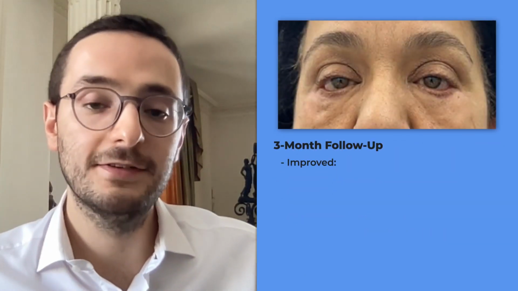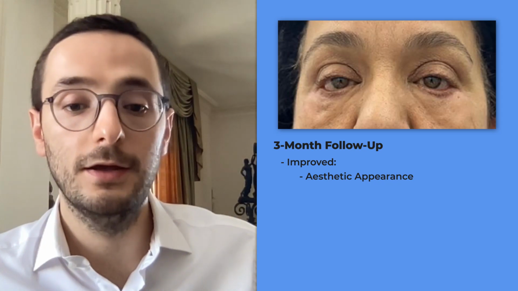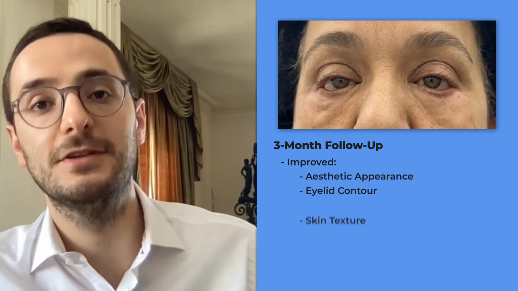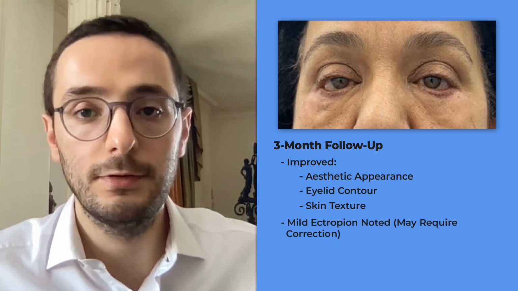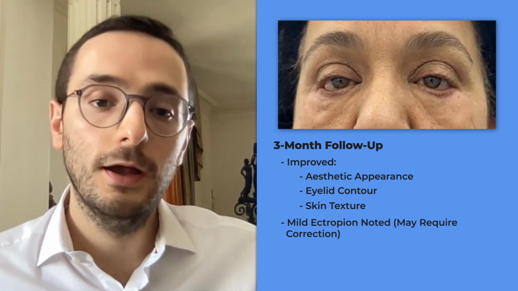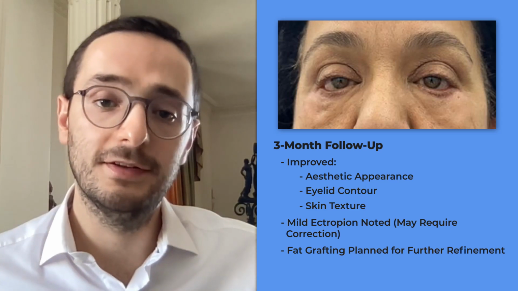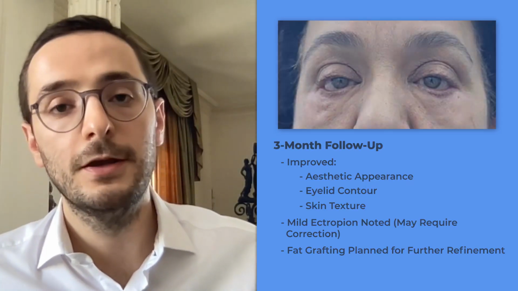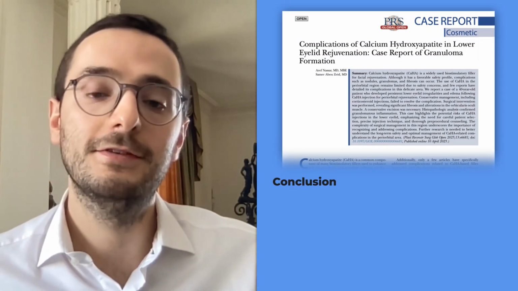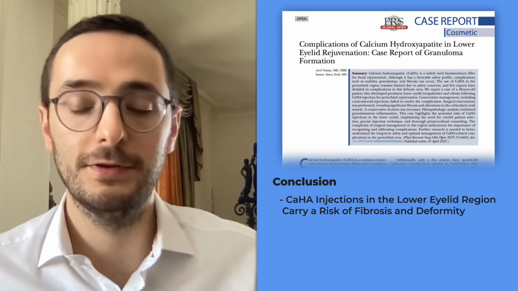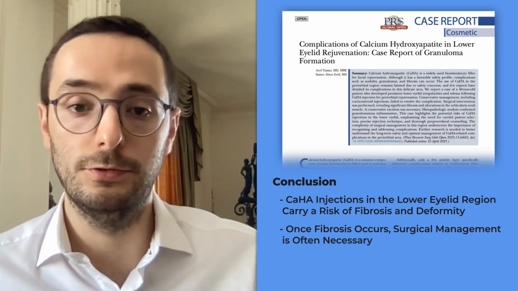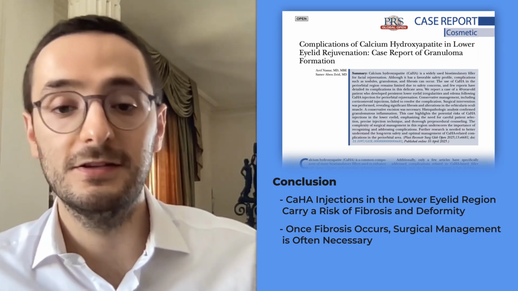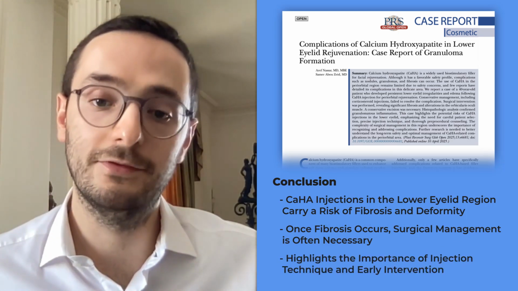At the 3 months follow-up, the patient showed clear signs of aesthetic improvement and a smoother contour and improved skin texture. There was mild residual ectropion, which may require a canthoplasty later on, and fat grafting is also necessary for final refinements. So in conclusion, this case highlights the risk of using calcium hydroxyapatite in the lower eyelid area, and once complications like fibrosis occur, surgery becomes necessary, especially when conservative treatments have failed.